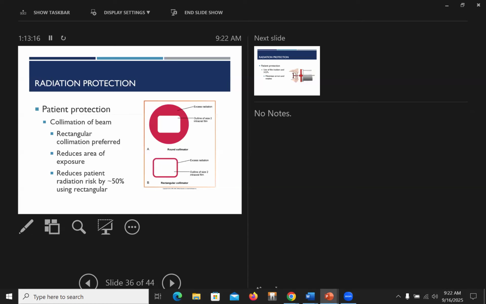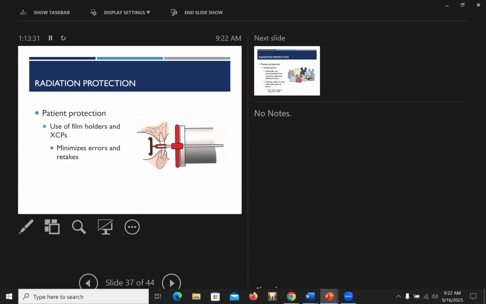So the collimation, this is just showing the difference between the red, which is the round beam or round collimation, and then a rectangular collimation. This is just highlighting the reduction of radiation using a rectangular beam.